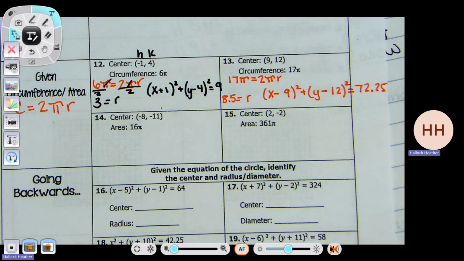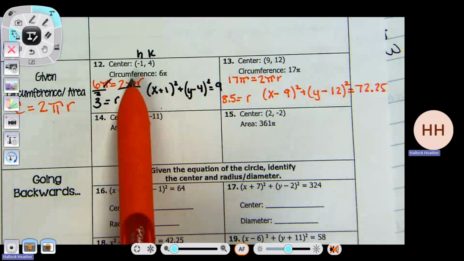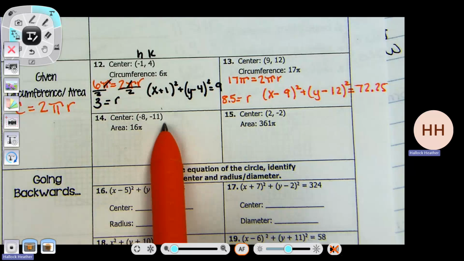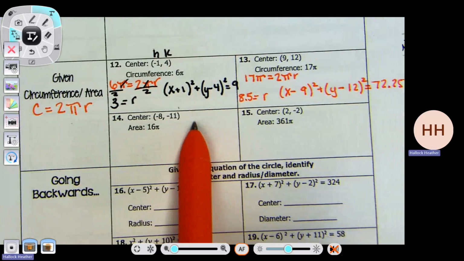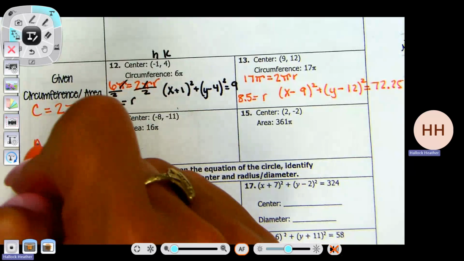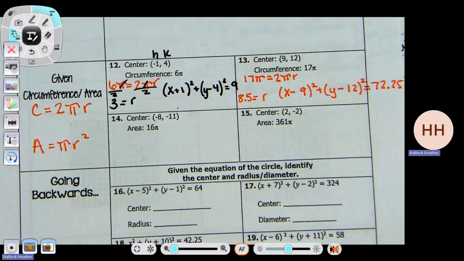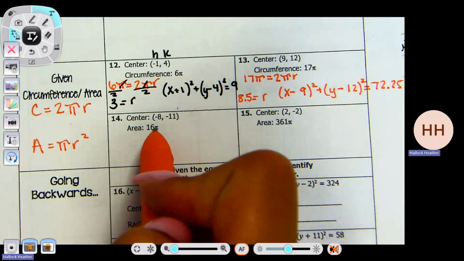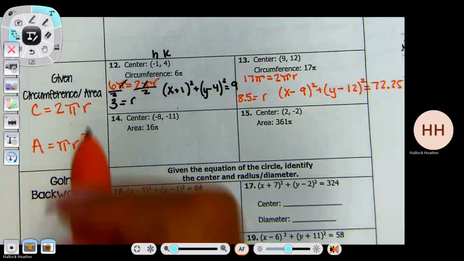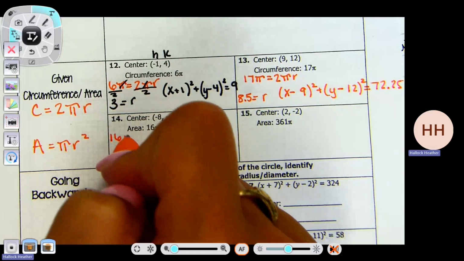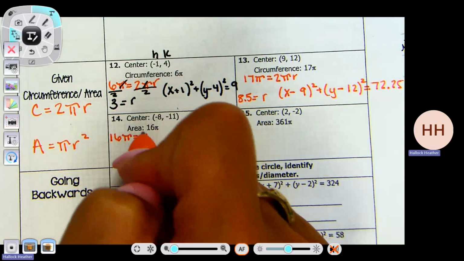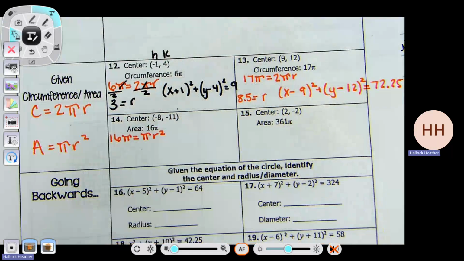Okay, so now the next two are similar, but instead of circumference, so circumference formula is 2 pi r. Area is a different formula, which is on your formula sheet. Area is equal to pi r squared. So we're going to do the same thing. We're just going to use the different formula because it's area instead of circumference. So I know my area is 16 pi. So I'm going to do 16 pi equals pi r squared. Same thing.